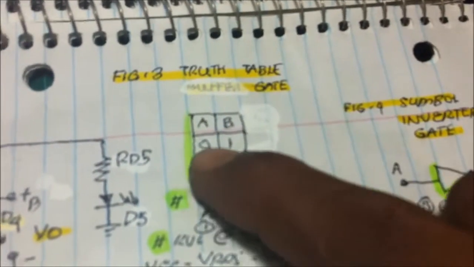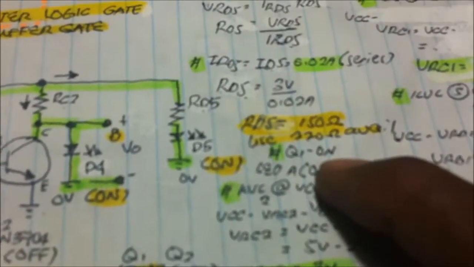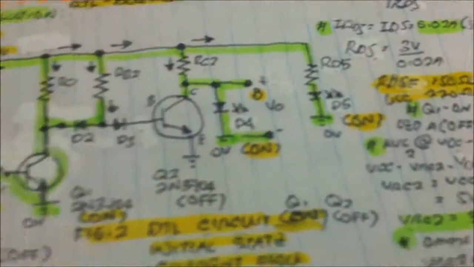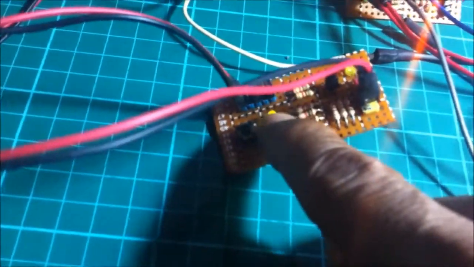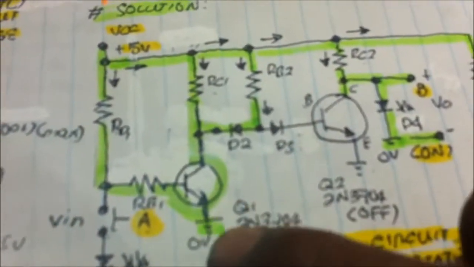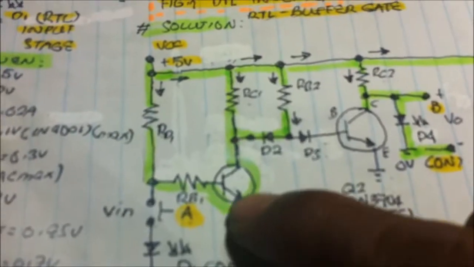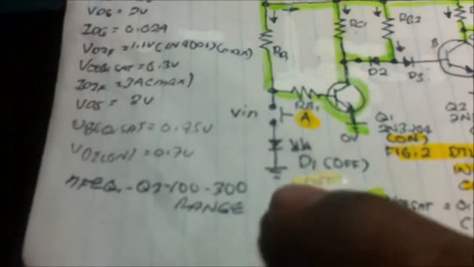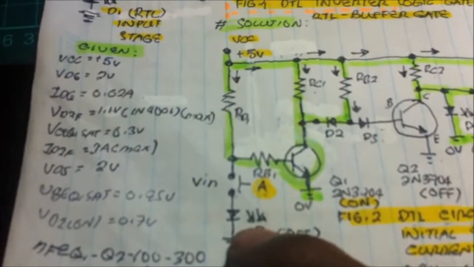And we have this, a truth table of an inverter gate. I forgot, this is an inverter gate. No input, with output. With output, no input. So we now come to the Q1 on, LED off. Okay, Q1 on, LED off. We get another KVL here. Since Q1 is on, Q2 is off, the LED is off because there's no input.